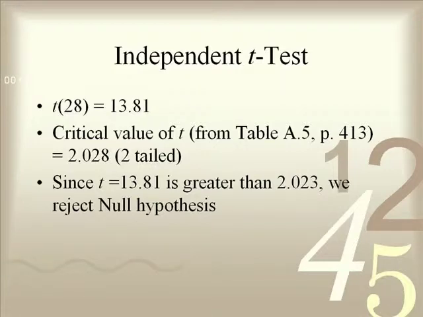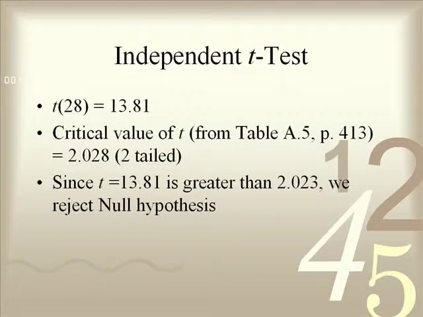It's not going to hurt us that bad. I just typed it in wrong. So since our T is equal to 13.81, it is greater than 2.048. We reject the null hypothesis. 2.048 is the number that should be the critical value based on table 5.A.